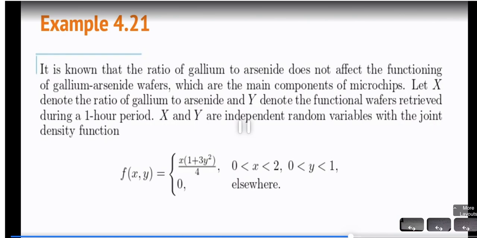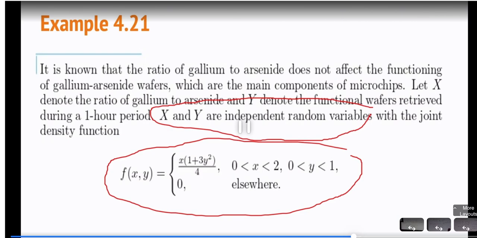Now let X denote the ratio of gallium to arsenide and Y denote the functional wafer retrieved during a 1 hour period. And they've given you this information. Please pay attention. You can see what they just told you now. They said X and Y are independent. And the question is, this is a function, right? This is f of xy.